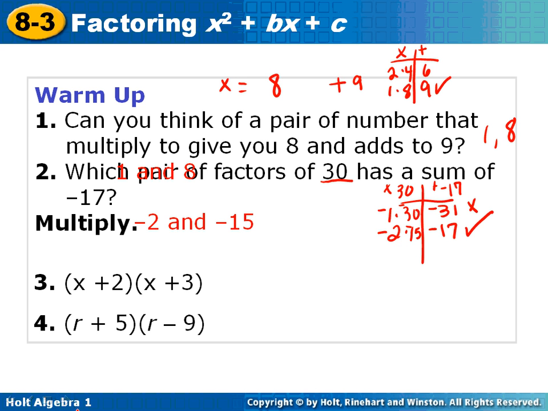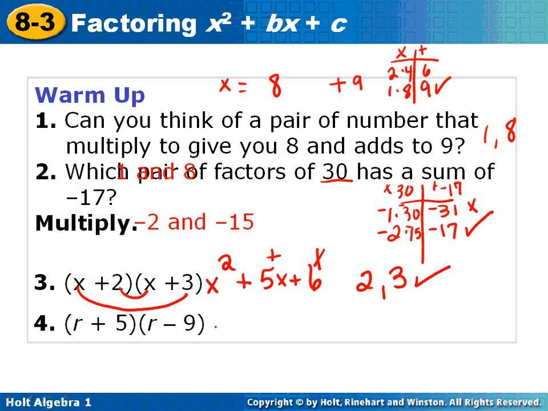Okay, now I know you already know how to do this, but I would like for you to pause the video and work out number 3. Okay, the answer to this is x squared plus 2x and 3x is 5x plus 6. Now I'm going to ask you a question. Can you think of any 2 numbers that will multiply to give me 6 and add to give me 5? Guess what? They are 2 and 3. 2 plus 3 is 5, and 2 times 3 is 6.